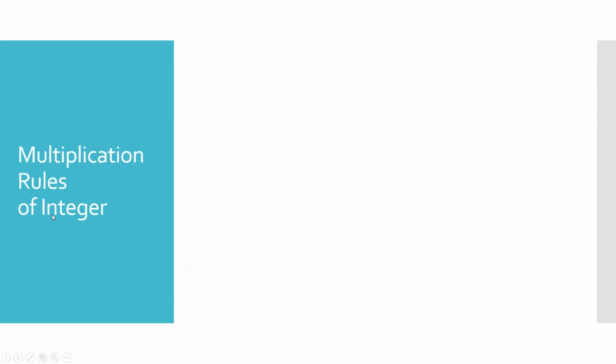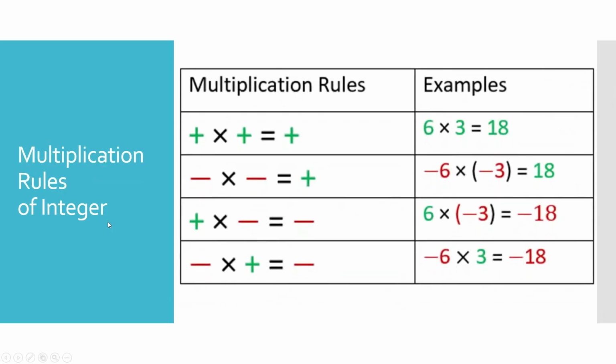Let's go to the multiplication rules of integers. Very important things here, you see. For multiplication, there are 4 types of rules. I have given the rules here, and I have put the examples also. Like here, if you multiply 2 positive numbers, the result will be positive. Like 6 is positive, 3 is positive, the result is 18. Then if you multiply a negative number by a negative, the result will also be positive. Like here, -6 multiplied by -3, the result will be 18. It is positive. So check it properly.